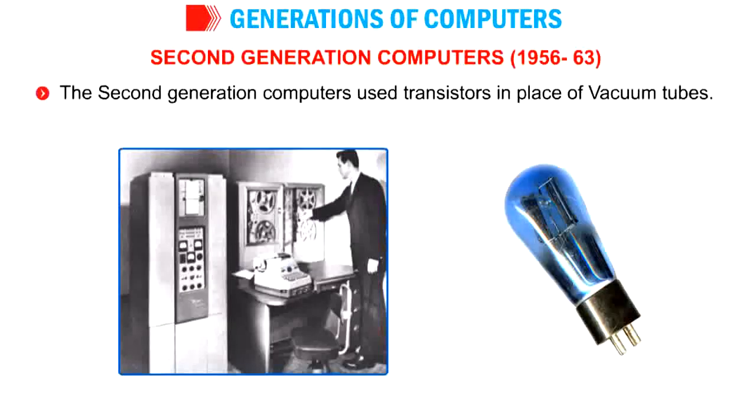If we compare first generation and second generation, we can see there are many limitations. We will see what are the limitations of the first generation of computers. It is quite big in size, very slow in speed, and the large space is needed to install, and huge expense.